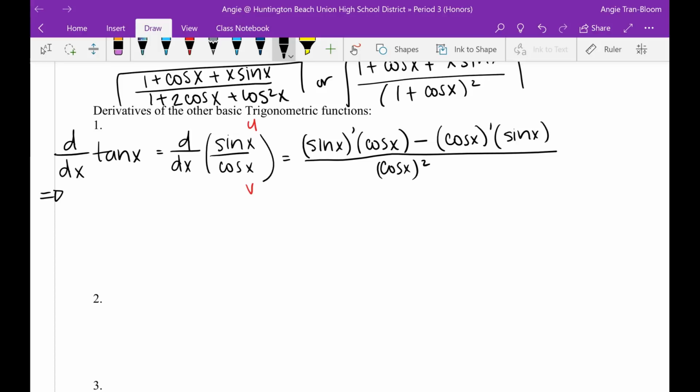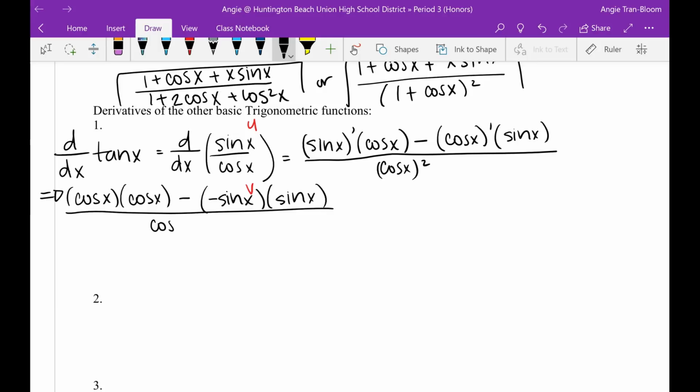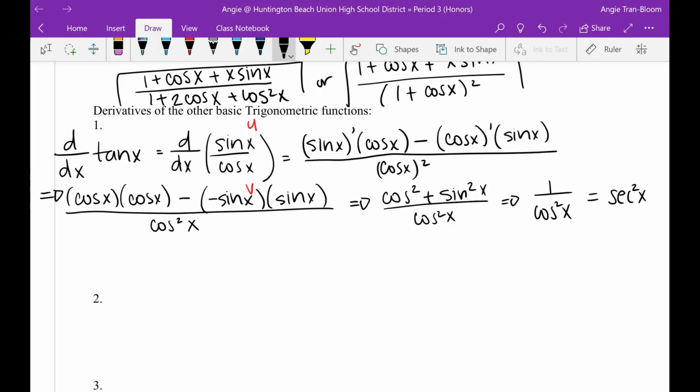The derivative of sine, as we know by now, is going to be cosine of x. Then I'm going to write cosine of x out, minus the derivative of cosine, which is a negative sine of x, and bring over the sine of x, all over cosine square of x. This is going to give me cosine square of x on the top. 2 minuses make a positive sine square of x on the top, all over cosine square of x. Oh my, the top becomes a 1, doesn't it? That's going to be 1 over cosine square of x, which is secant square of x.